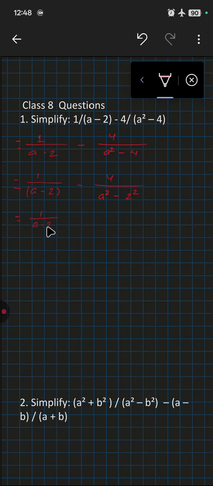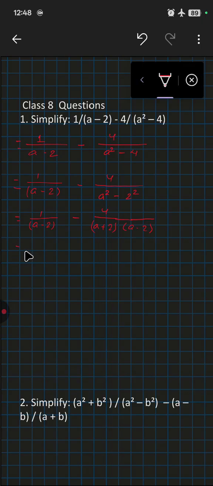Now what do we get after that? A minus 2, nothing can be done here. For 4 over a square minus b square, the formula is a plus b multiplied by a minus b. Instead of b, here it is 2, so we write a plus 2 into a minus 2. Now the denominators are in product form.